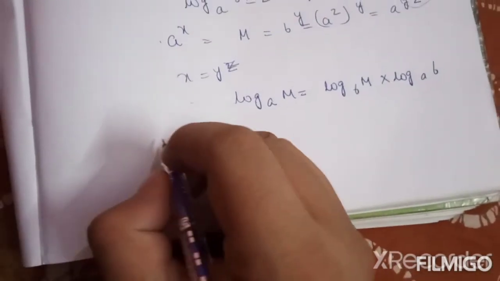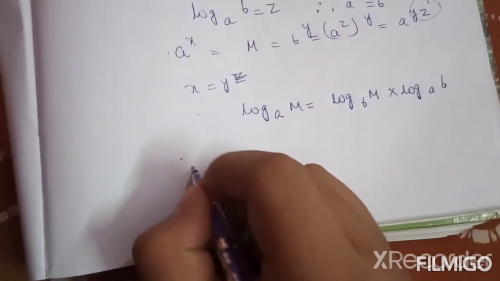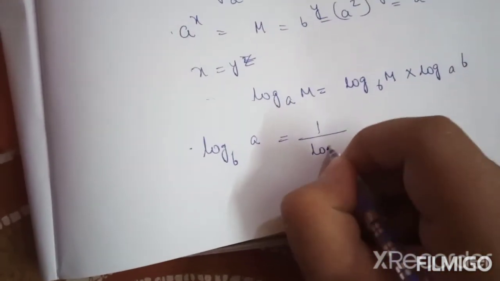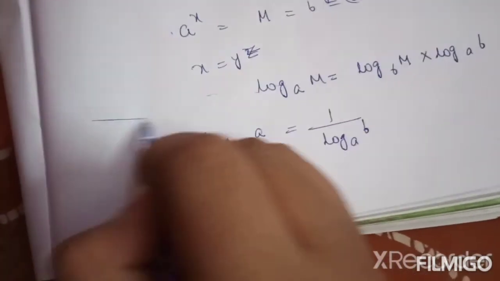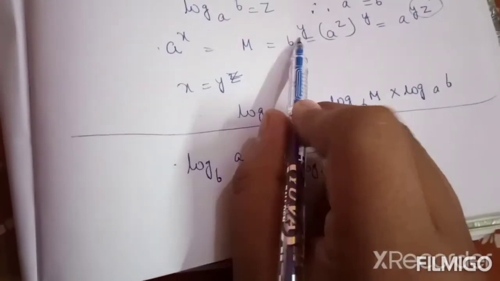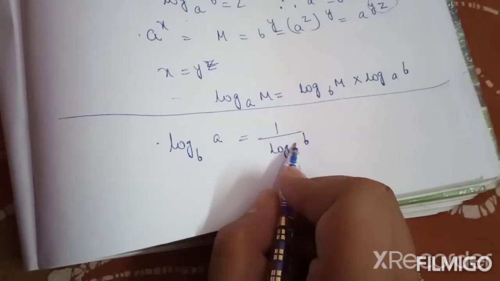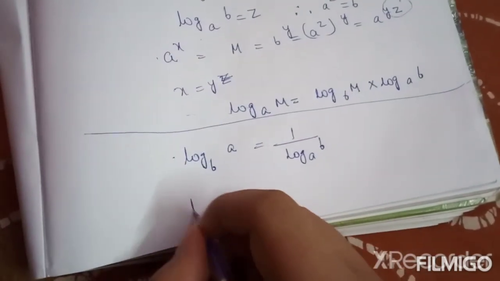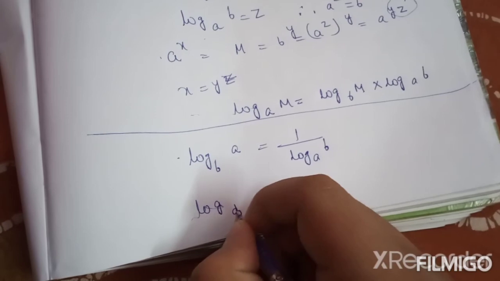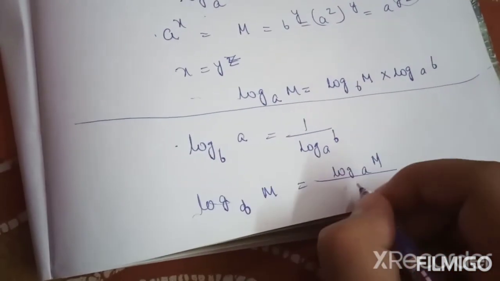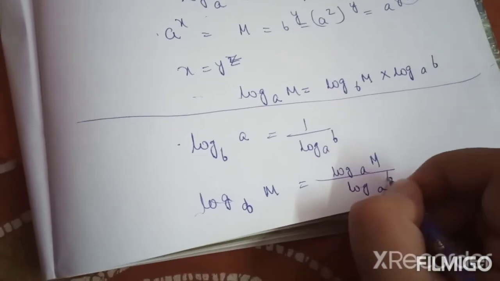Another one is that if we take log b base a, it will be the reciprocal of log a base b. Here is the proof of that formula. Another important formula is that log b base a equals 1 by log a base b. Another formula is that log a base m equals log a base m by log a base b.